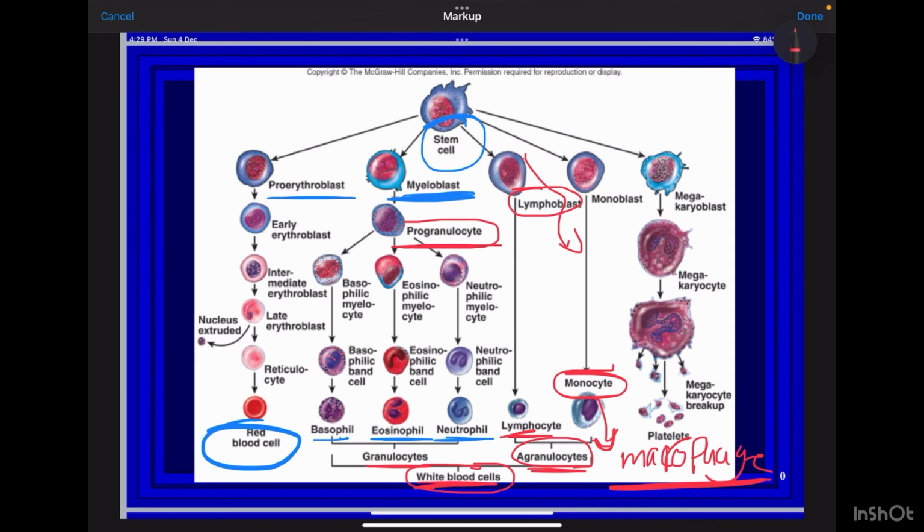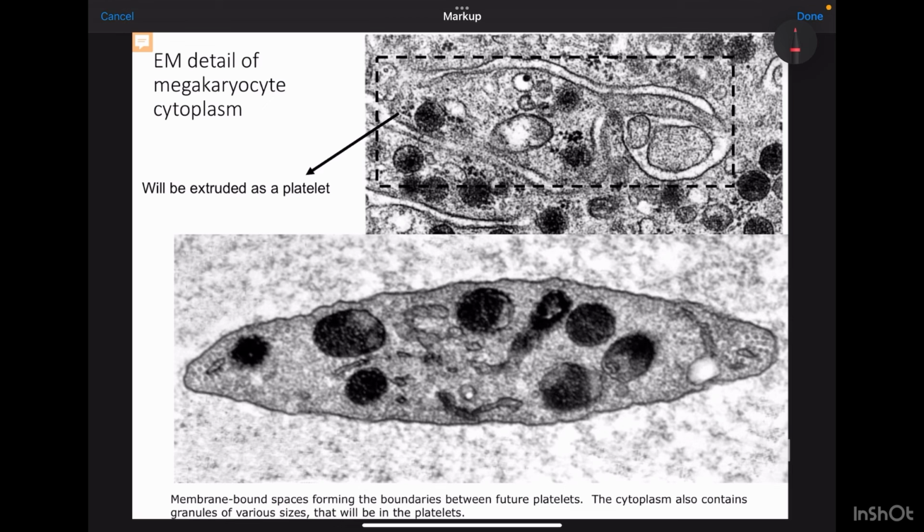Let's get to the last type of cell that the stem cell develops into, which is the megakaryocyte. Megakaryocyte is the last one. Start with megakaryoblast, become a megakaryocyte, and then we will get the platelets. Now let's see how we get the platelets from megakaryocyte. This also happens in the peripheral cytoplasm of the megakaryocyte. This is the peripheral cytoplasm.